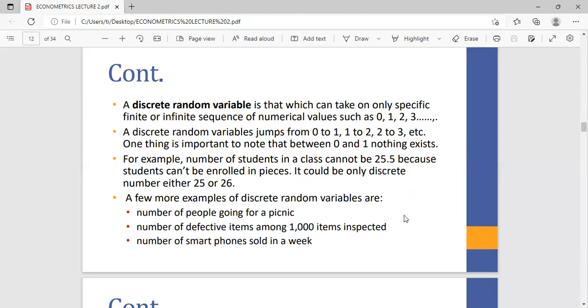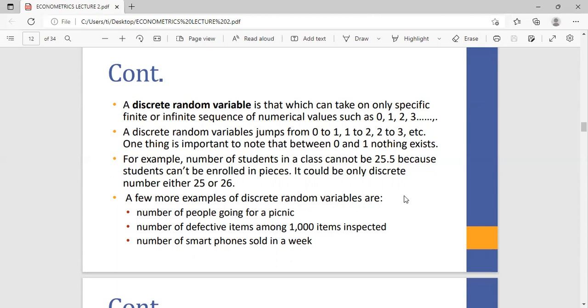For example, the number of students in the class cannot be 25.5 because students can't be enrolled in pieces. It could be only a discrete number, either 25 or 26. So this is called a random variable. Let's say on a particular date, how many students attend class. So it's basically a random variable, because we don't know exactly how many students will attend the class.